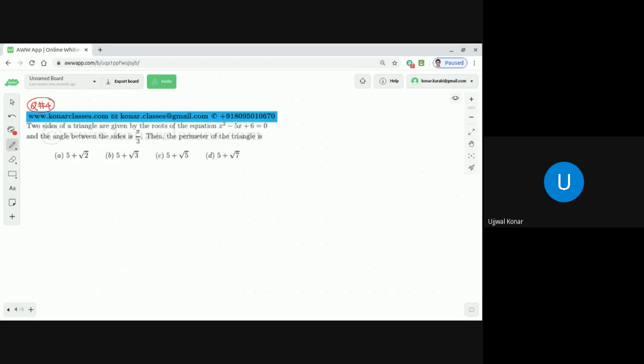Very straightforward question. So if you simplify this quadratic equation, dear students, what are you going to get? This implies (x minus 3)(x minus 2) is equal to 0. This implies x is equal to 3 and 2. That means we get the value of the two sides as 3 units and 2 units respectively. So let us take, without loss of generality, that a is 3 and b is 2.